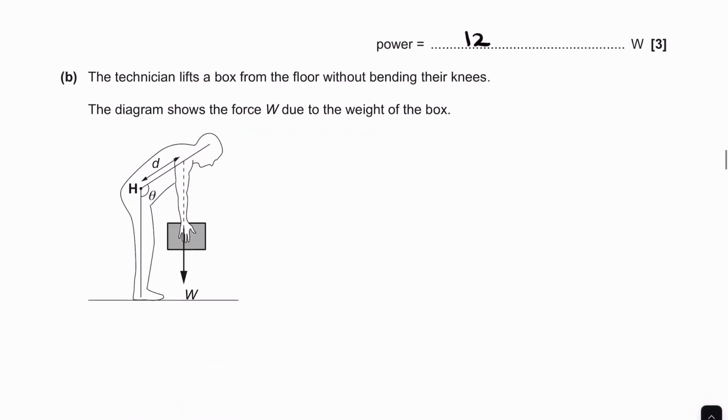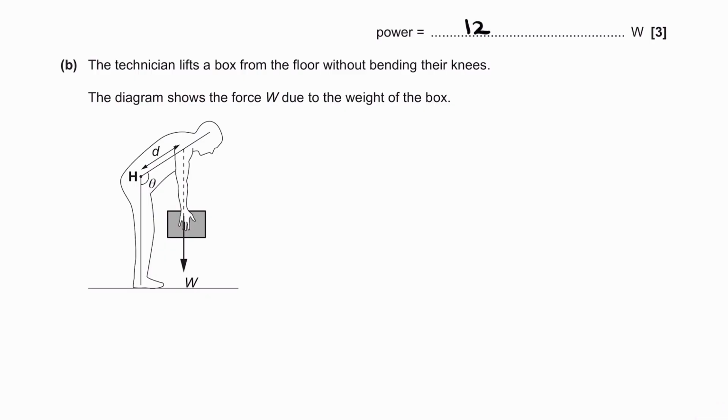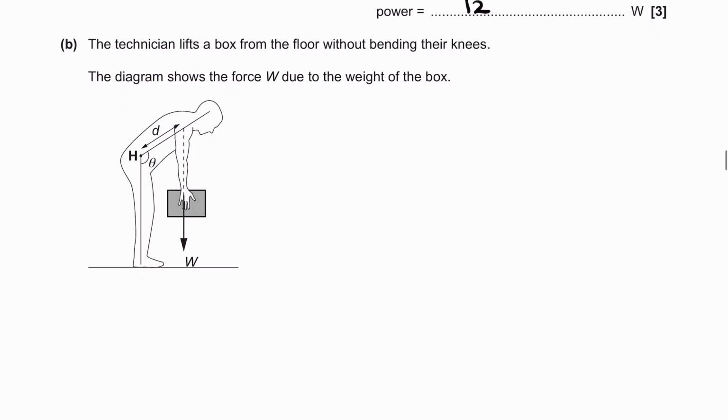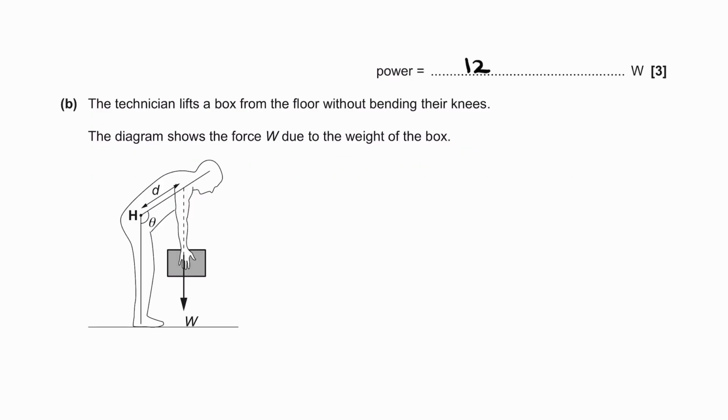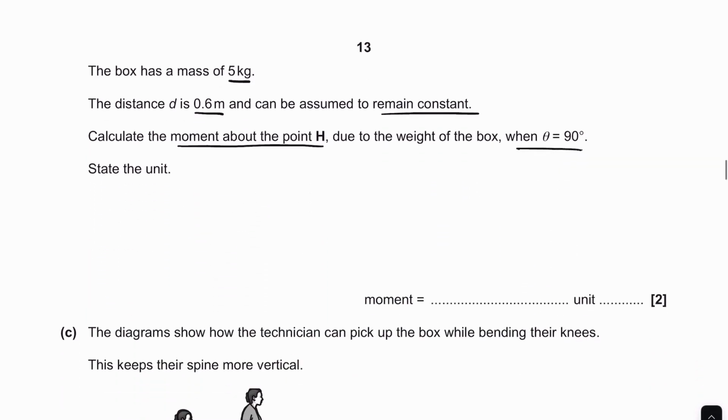Okay, part B. The technician lifts a box from the floor without bending their knees. The diagram shows the force W due to the weight of the box. And the box has a mass of 5 kilos. The distance D is 0.6 meters and can be assumed to remain constant. Calculate the moment about the point H due to the weight of the box when theta is 90. That means the person's back is basically at this angle, and that's 90. The distance remains constant, so that's good to know.